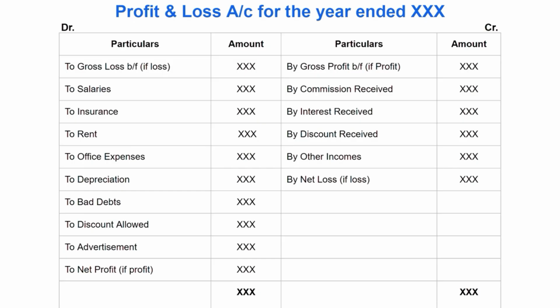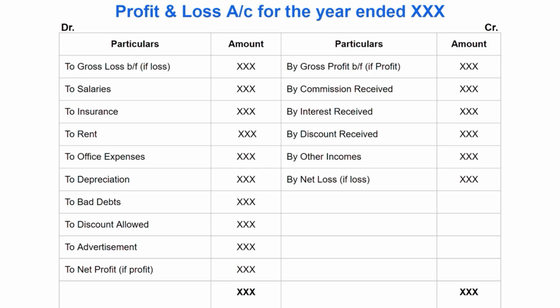To gross loss brought forward, if it is loss. Remember, we took gross profit and gross loss in the trading account. The remaining balance will be brought forward to the profit and loss account. That is, to gross loss brought forward if it is loss, and on the credit side by gross profit brought forward if it is profit. We take the same balances in the profit and loss account.